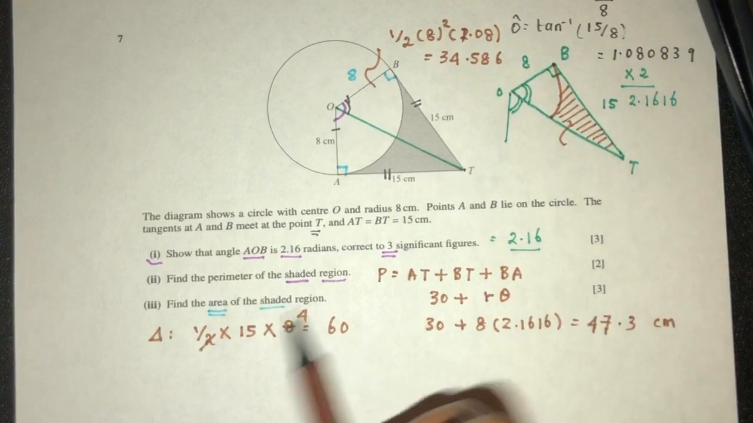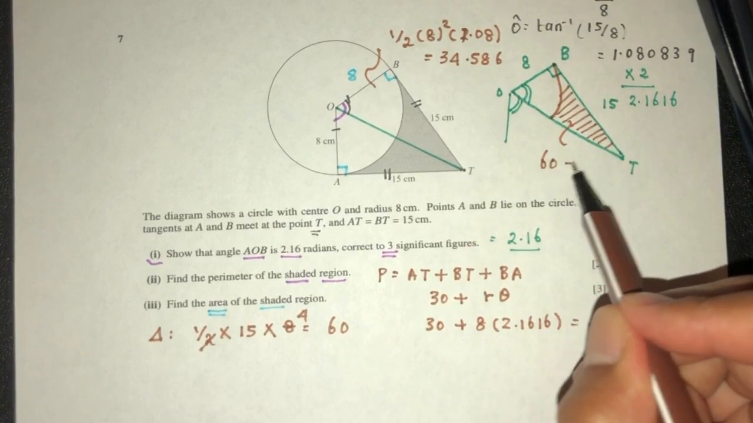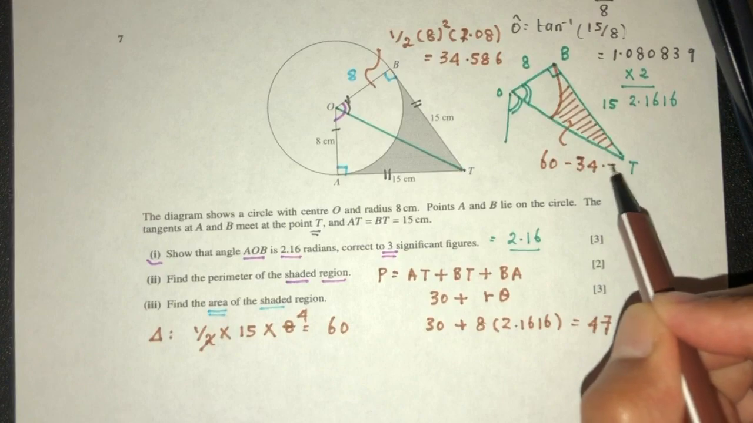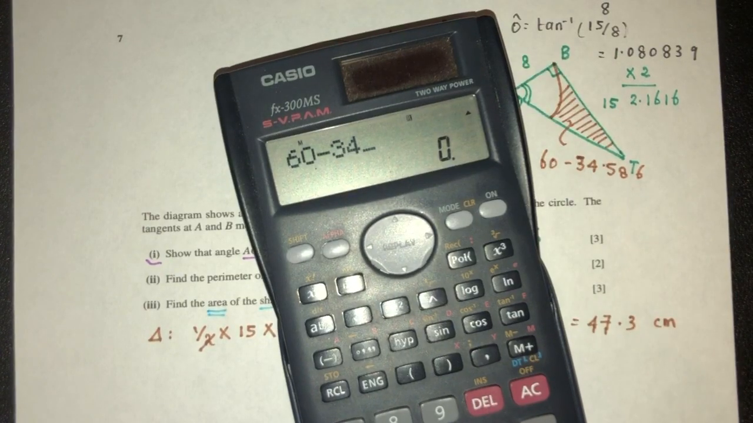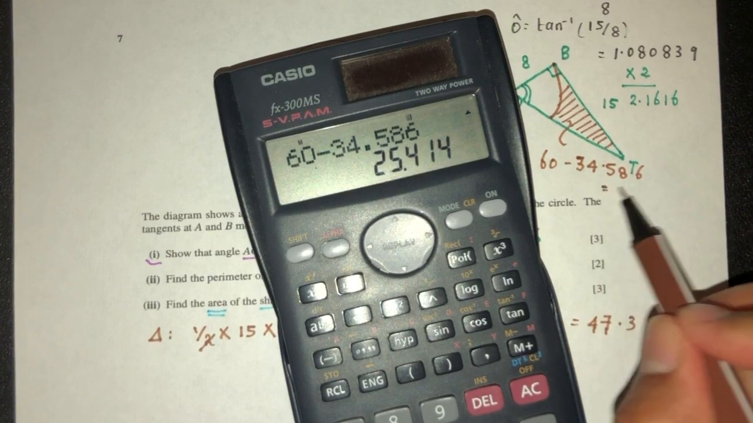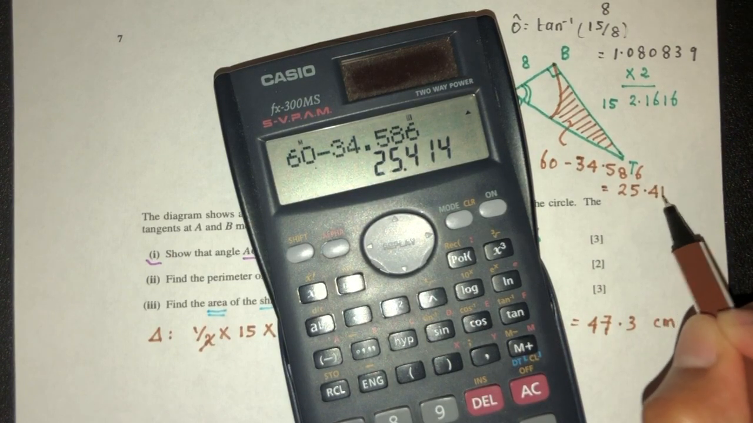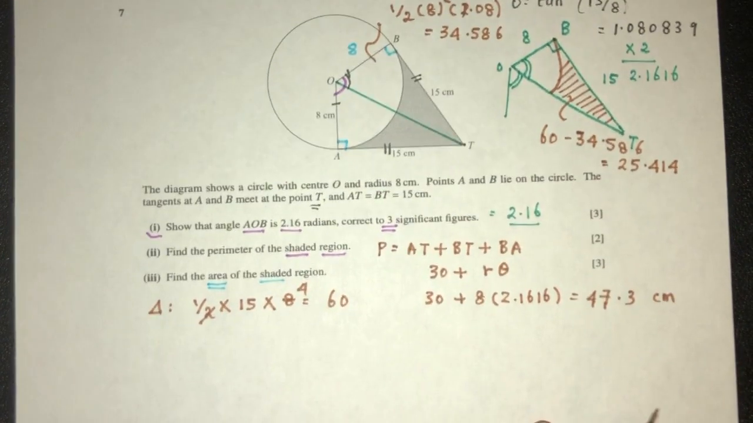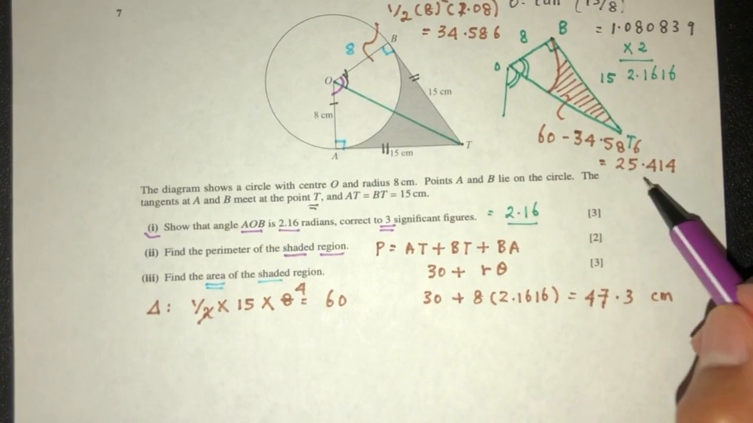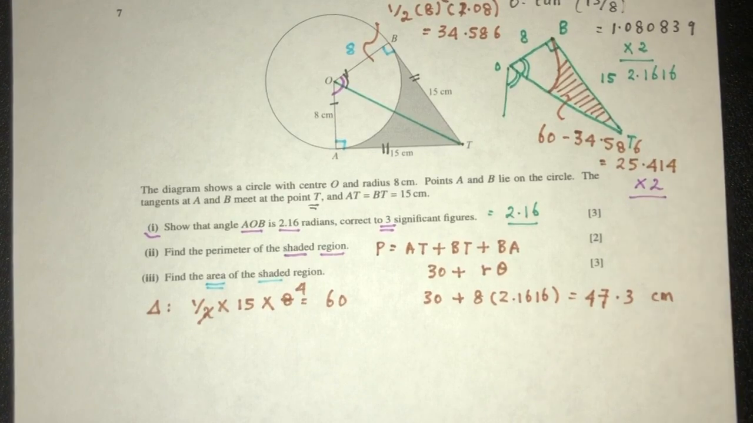So the area for just this side will be this one minus this. So 60 minus 34.586. That should be 25.414. But again, we understand that this and this are the same, so we just have to multiply by 2 to find the whole thing, right?